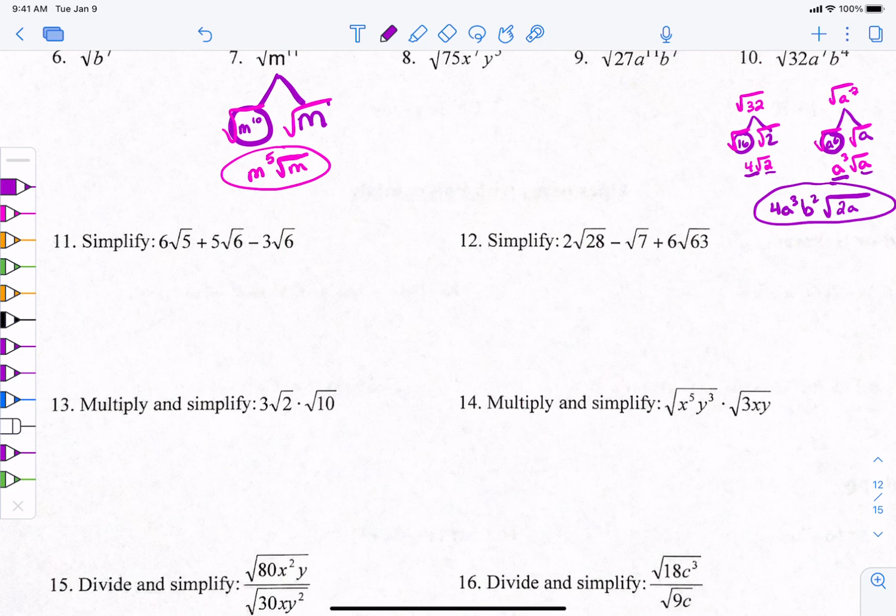So realistically, every number in the square root should have an exponent of 1. Really? Yeah. Every variable should have an exponent of 1 in the square root. Yes, exactly. That's a good observation.